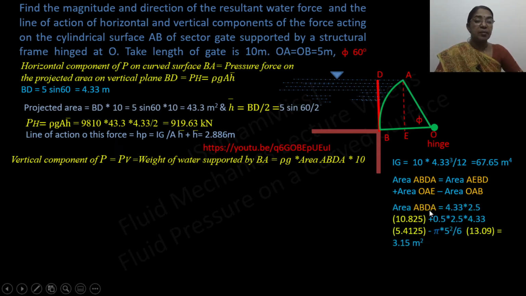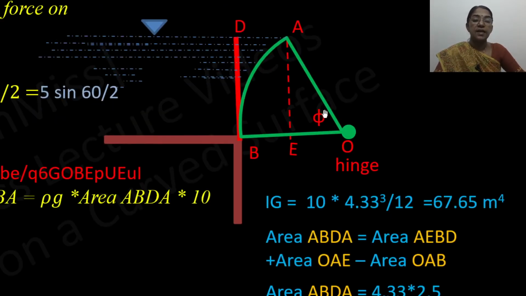So area ABDA: this angle is given as 60 degree and OA is given as 5 meter. So 5 cos 60 will give you OE, that is equal to 2.5. And OE equal to 2.5, then total distance OB is 5. So OE equal to EB, that is equal to 2.5.